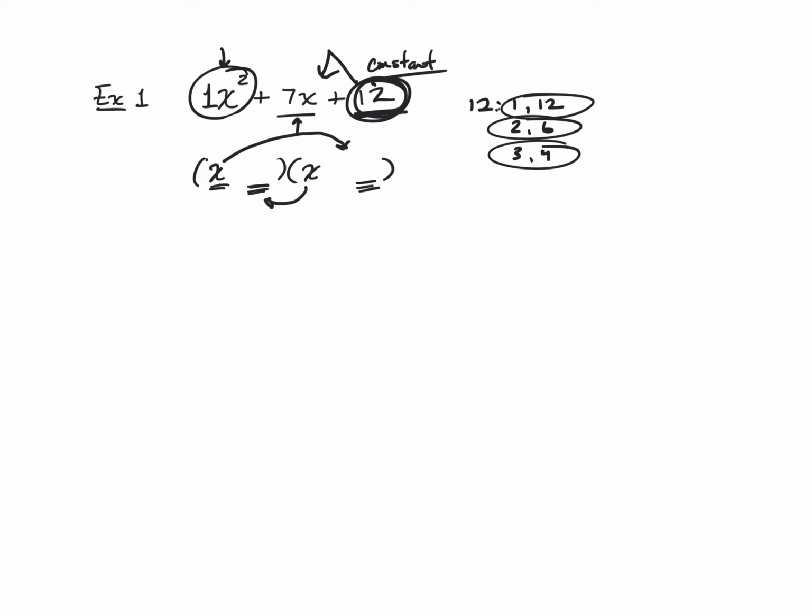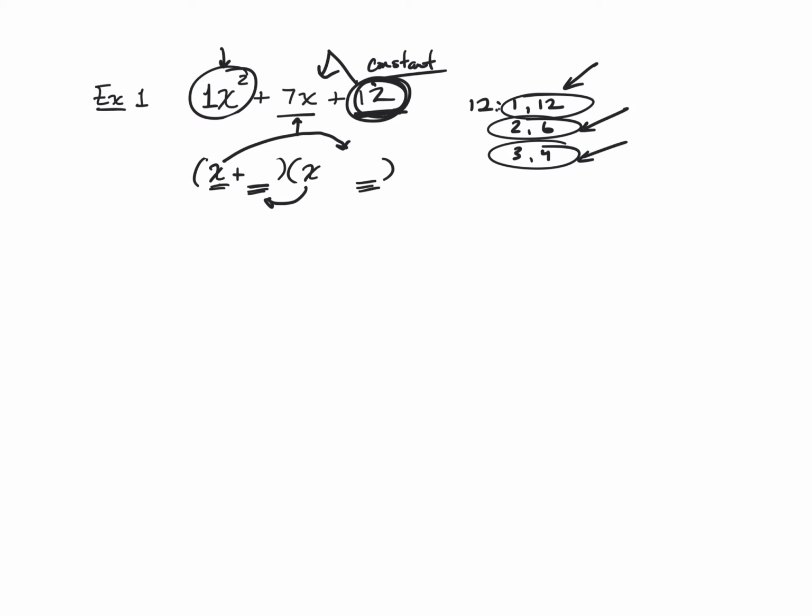So in this group right here, 1 and 12 makes 12, but when added together, it makes 13. So 13 is not 7. If you take a look at 2 and 6, when you multiply 2 and 6 together, they make positive 12, but when added, they make 8. So then I take a look at the last group, and it's 3 and 4. So 3 and 4, when multiplied together, make 12, yet when added, guess what? 3 and 4 also make 7.